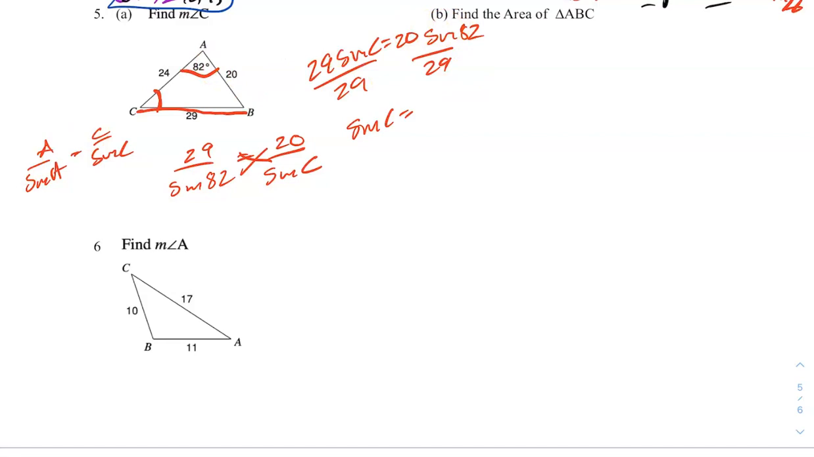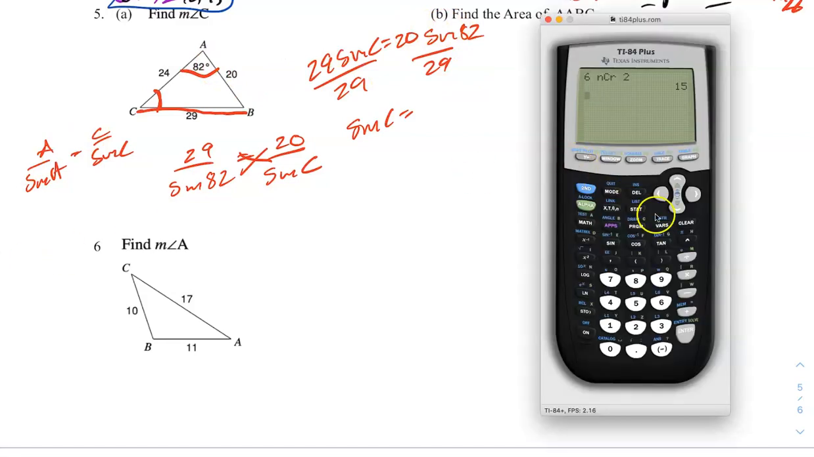I'm going to put that all into the calculator. Bring my calculator back up. Now keep in mind we have to be in degrees for this. So I'm going to go to mode, make sure I'm in degrees. Okay, I can get out. And let's type this all in. 20 sine of 82 divided by 29. So I get 0.8682.